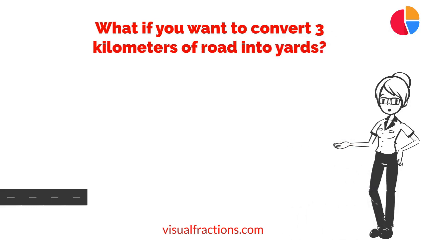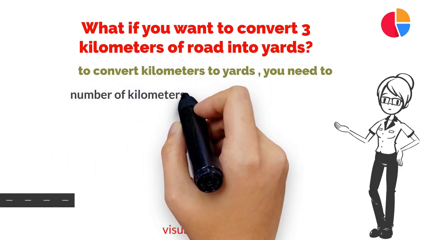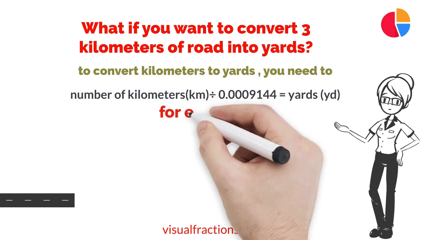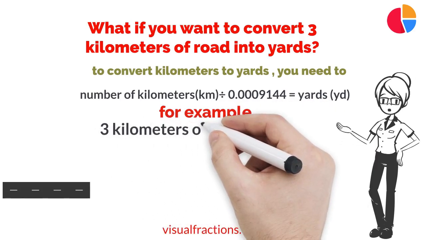But what if you want to convert 3 kilometers of road into yards? No worries, it's just as easy. To convert kilometers to yards, you need to divide the number of kilometers by the conversion factor of 0.00091144.